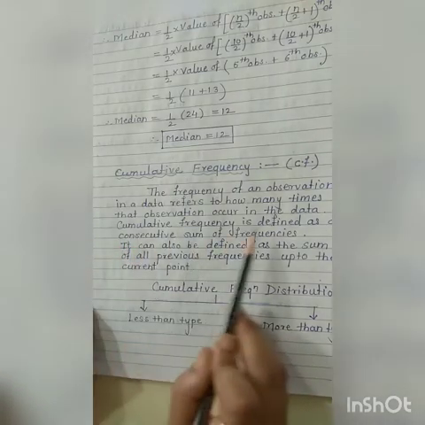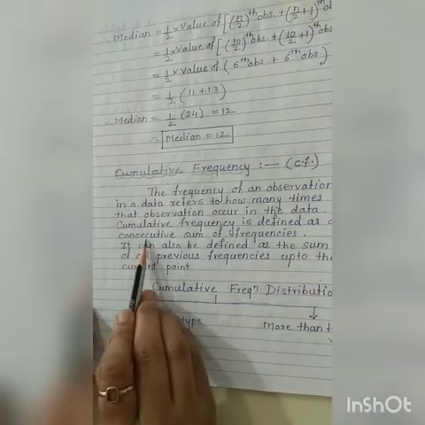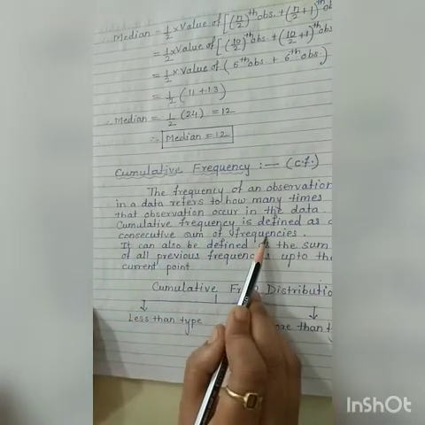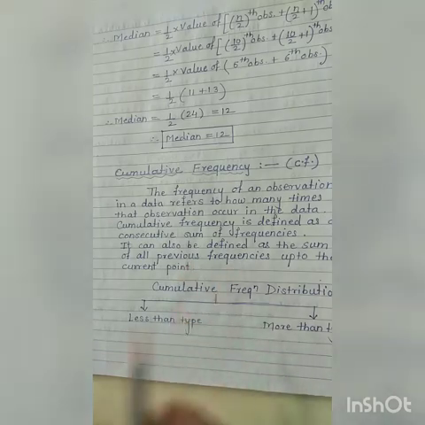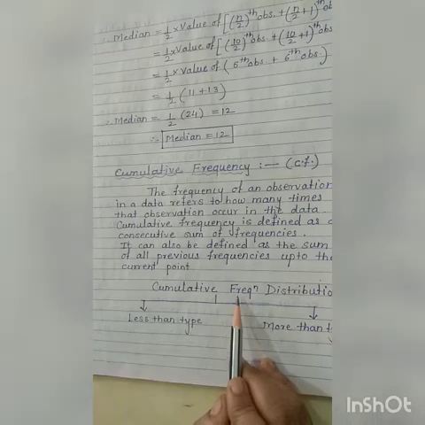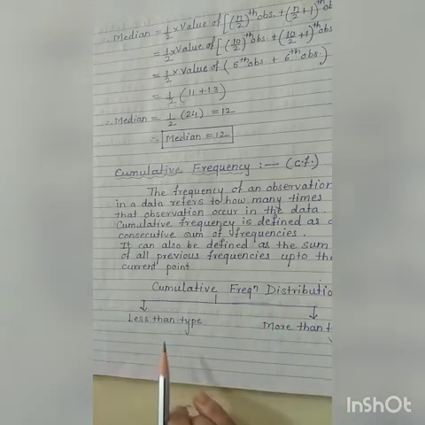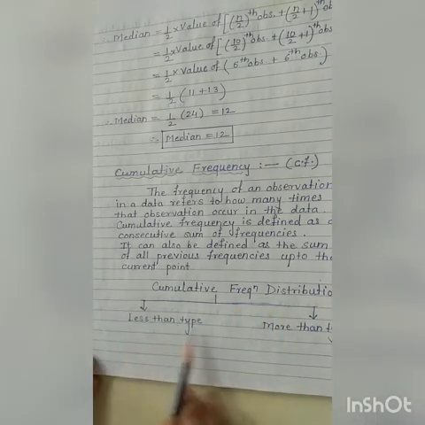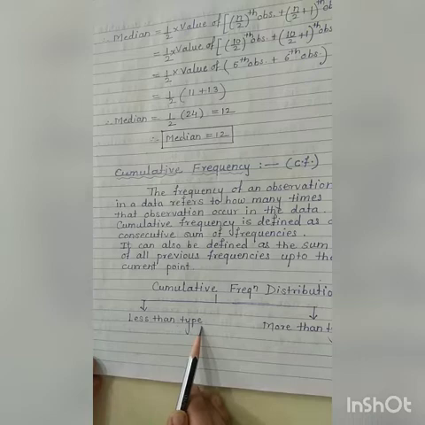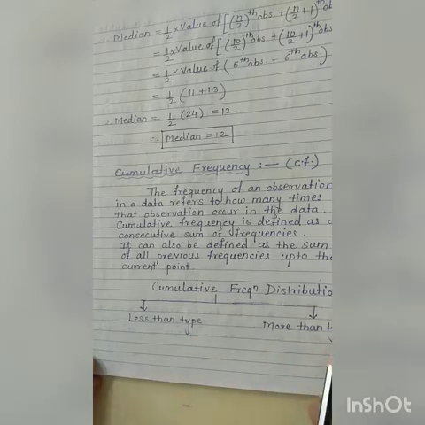Now cumulative frequency is defined as a consecutive sum of frequencies. It can also be defined as the sum of all previous frequencies up to the current frequency or current point. Now cumulative frequency distribution is divided into two types: less than type cumulative frequency distribution and more than type cumulative frequency distribution.